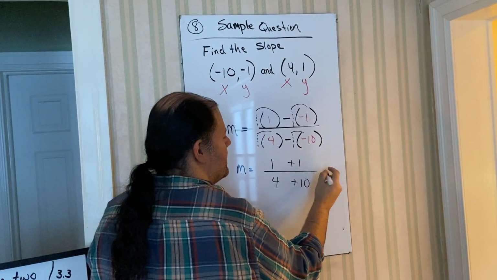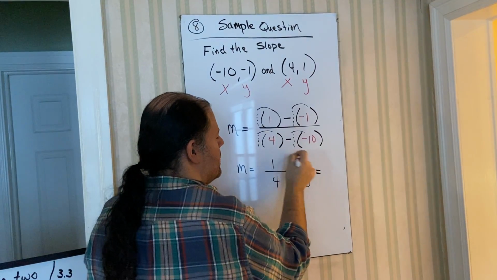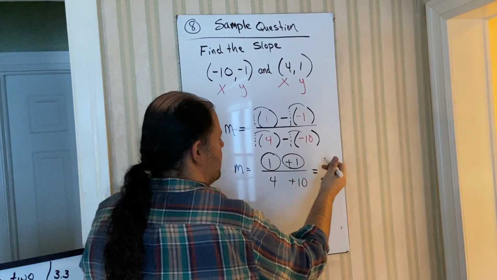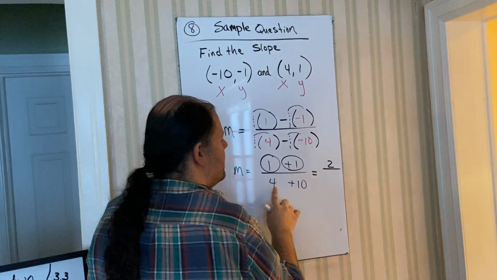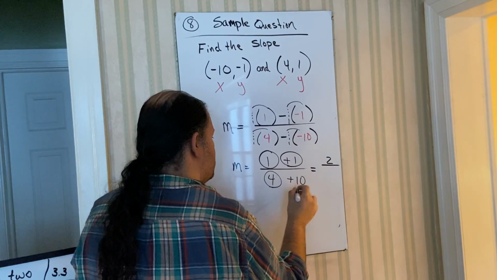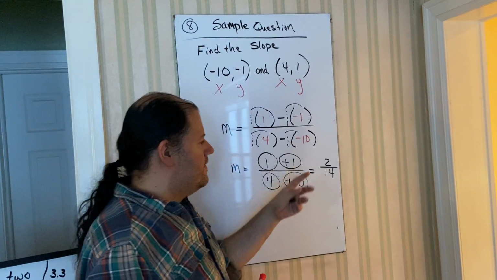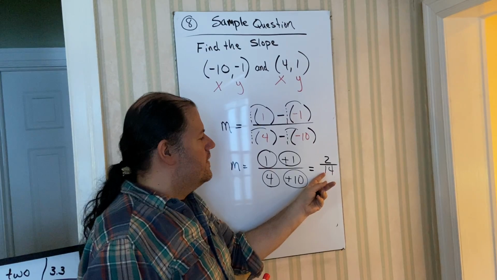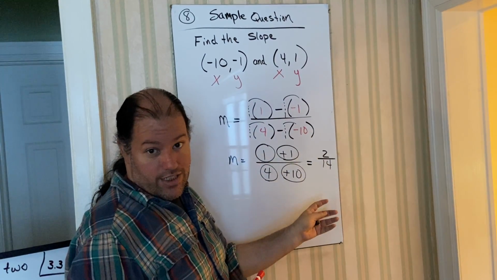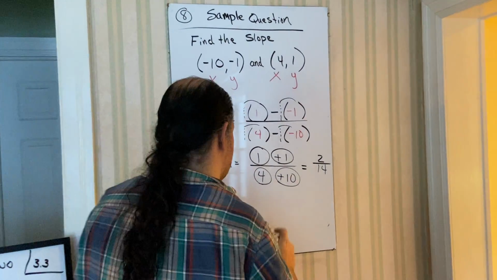Now that you have this, you can simplify. 1 and 1. Two positives, remember, same labels, add. We get 2. At the bottom, 4 and 10, again, two positives, add. You get 14. Now notice 2 divided by 14 doesn't go in evenly. So we're going to have a fraction. But you're going to have a reduced fraction.